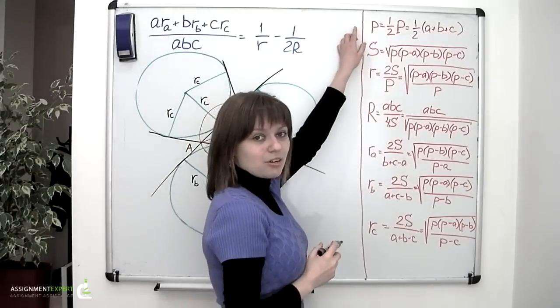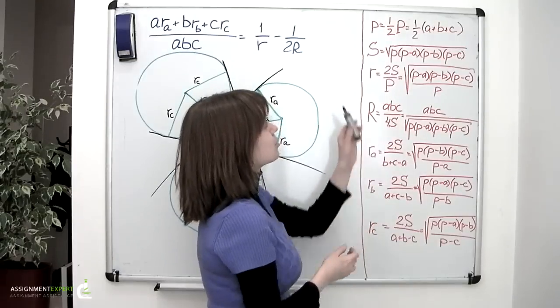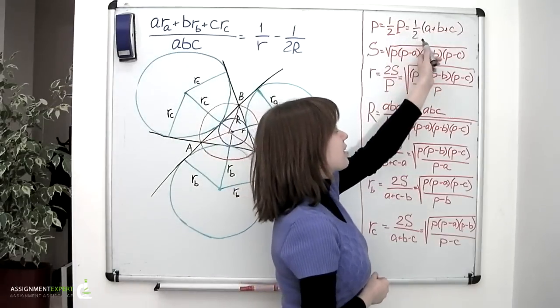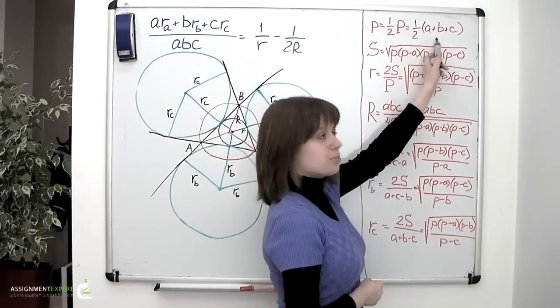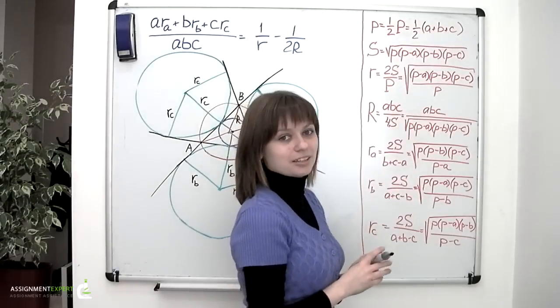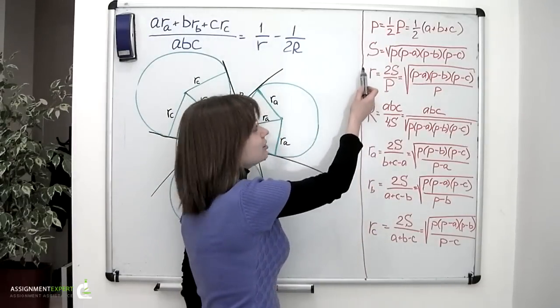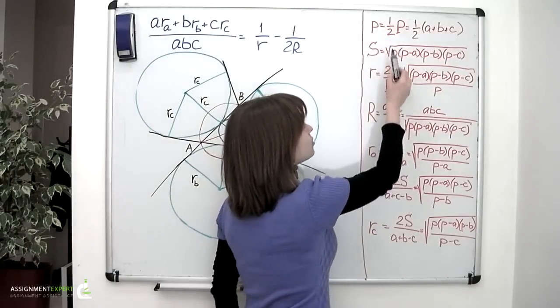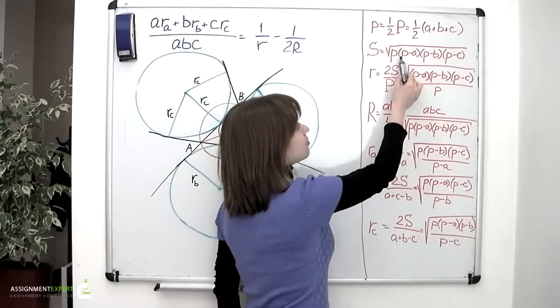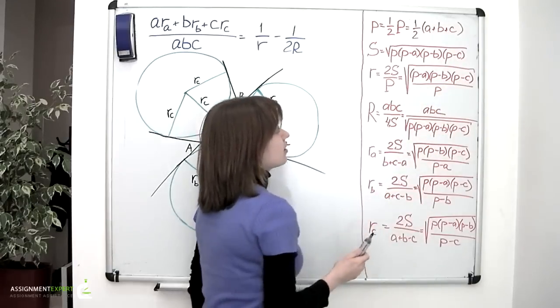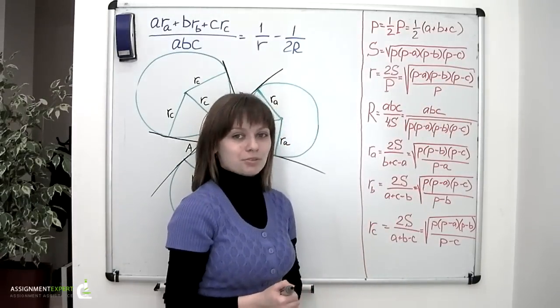The semi-perimeter of the triangle is equal to one half of the perimeter, or one half times (a plus b plus c), where a, b, and c are the sides of the triangle. The area of the triangle is equal to the square root of p times (p minus a) times (p minus b) times (p minus c). This formula is also known as Heron's formula.